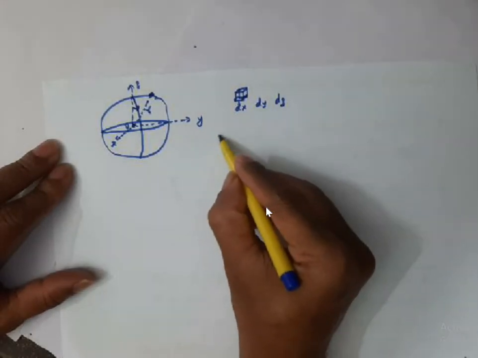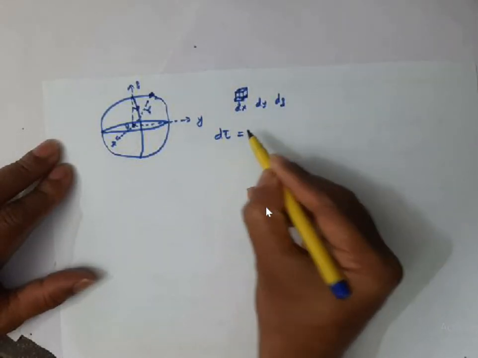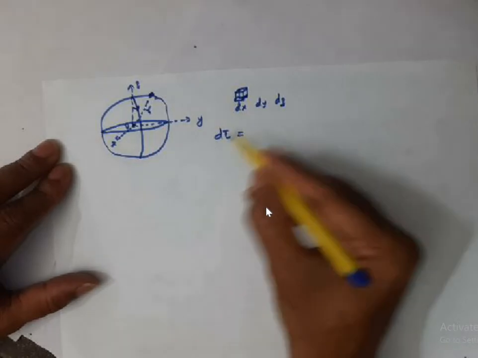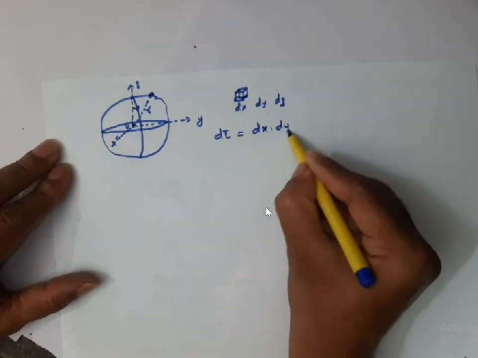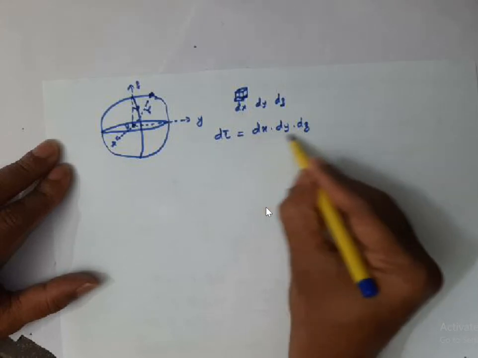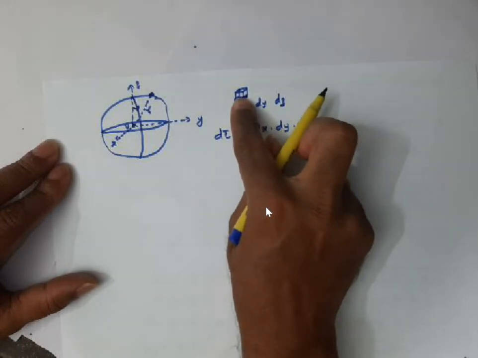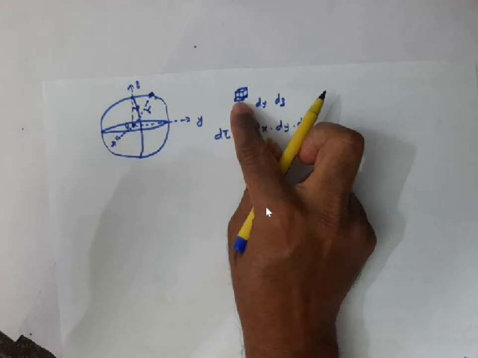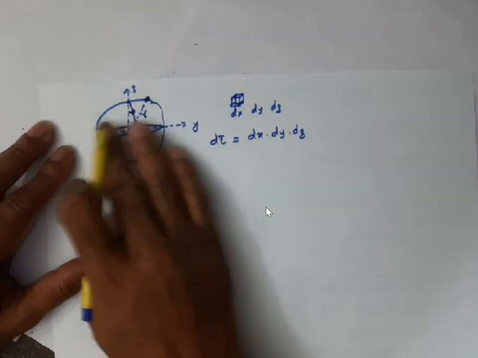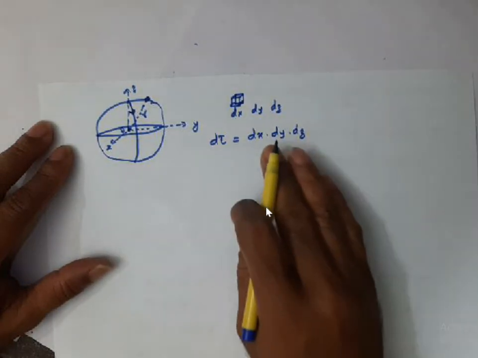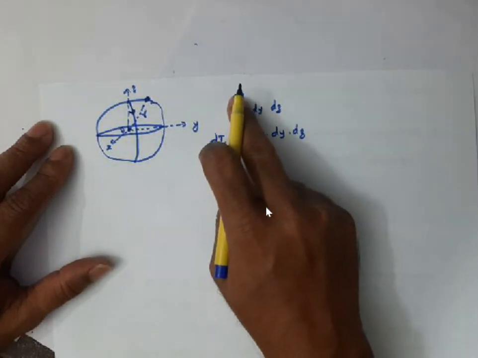Okay, the volume is usually represented as d tau. In Cartesian coordinate space, d tau is nothing but dx into dy into dz. The product of these three will give you the volume of a small element of volume in this Cartesian space. Okay, what is the small volume?